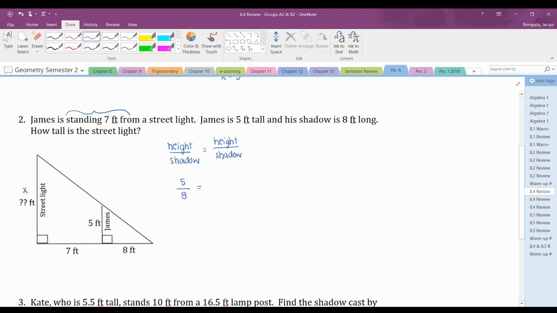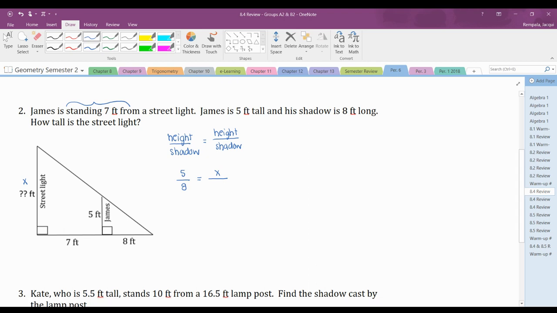Notice that in the big triangle, x is the height. I don't know what that is. But now this is where you have to be careful. 7 is not the length of the streetlight shadow. 7 is the distance between the streetlight and James. We have to think about the entire distance from the streetlight to the very end, which means we really need to add those two numbers together down at the bottom. So really 15 feet is that distance, which means that is the length of the shadow.